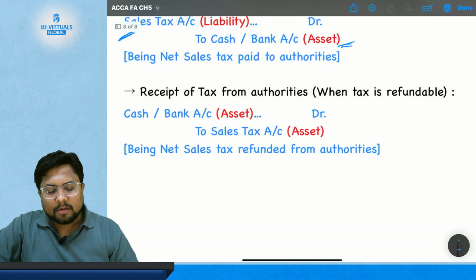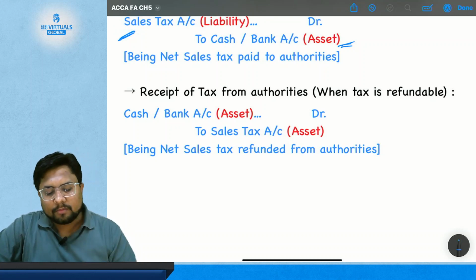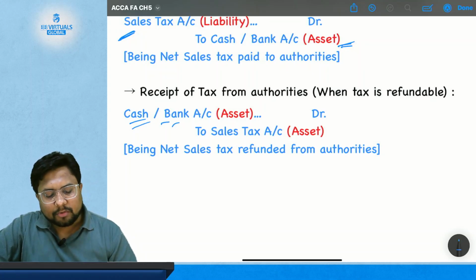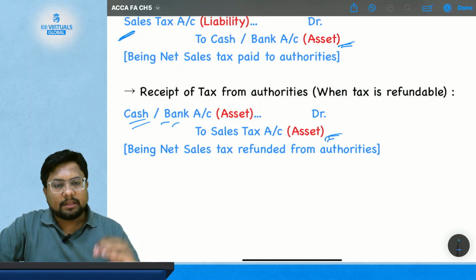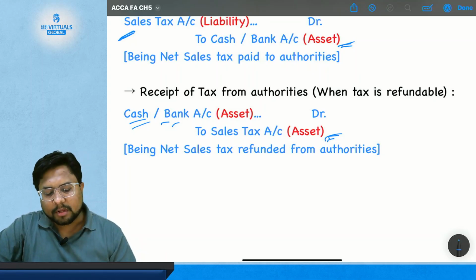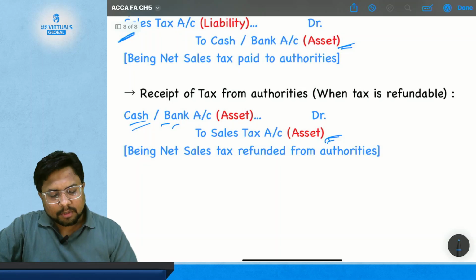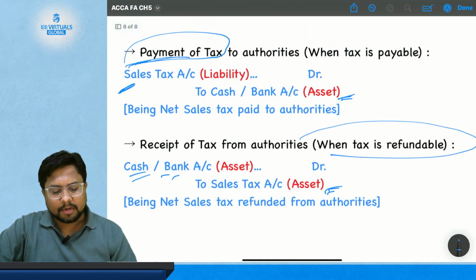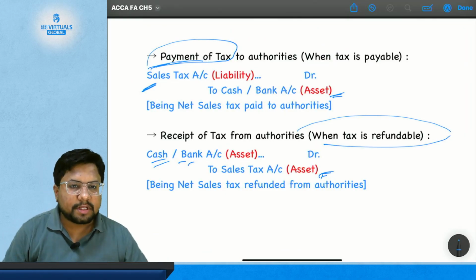And when there is a tax refund from government, you will receive the amount. So cash or bank account debited to sale tax asset, because you are cancelling out the asset, you are getting the money against it. So cash or bank account debit to sale tax asset in case of refund from government. Okay, so these are the journal entries in context of sale tax.